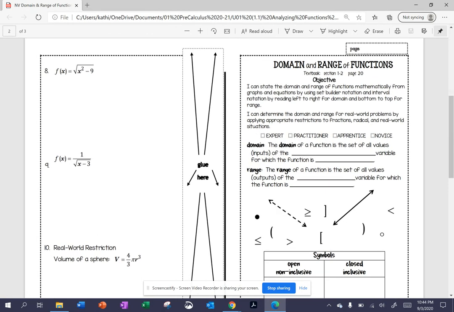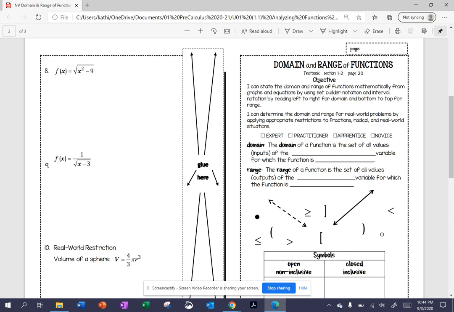I can state the domain and range of functions mathematically from graphs and equations by using set builder notation and interval notation by reading left to right for domain and bottom to top for range. I can determine the domain and range for real-world problems by applying appropriate restrictions for fractions, radical, and real-world situations.